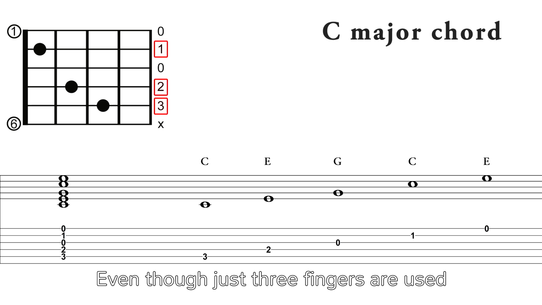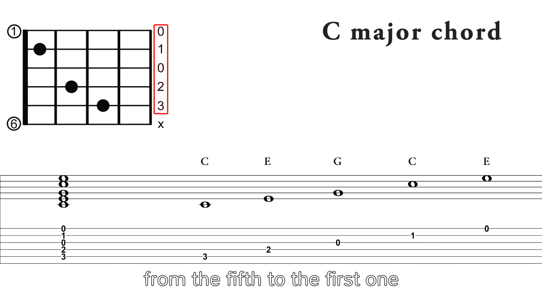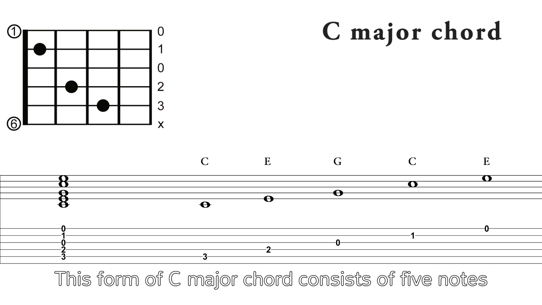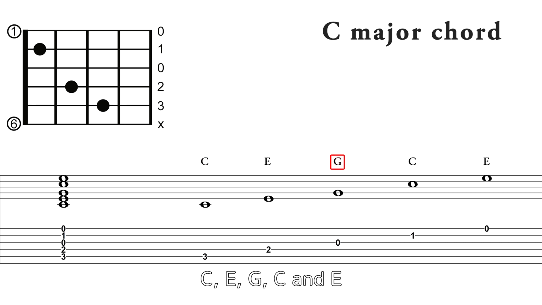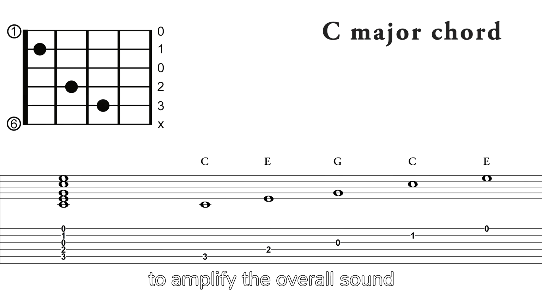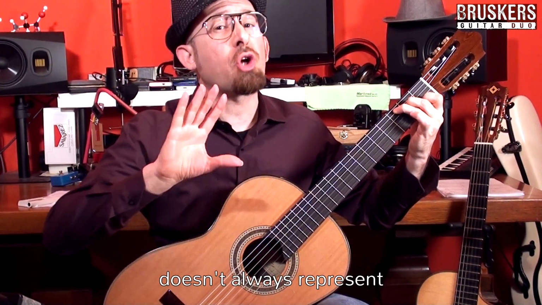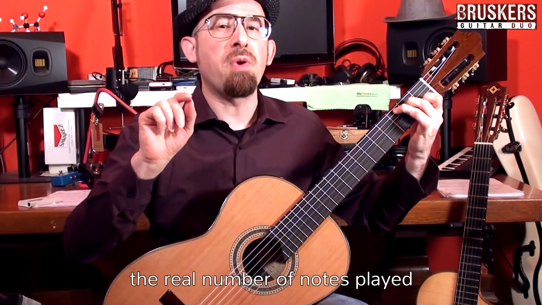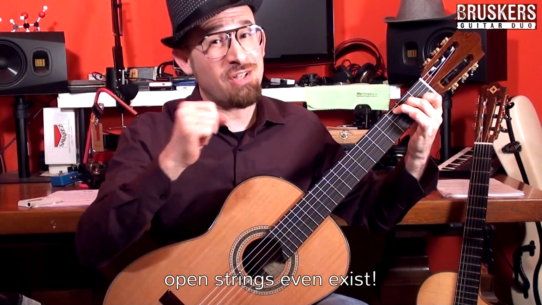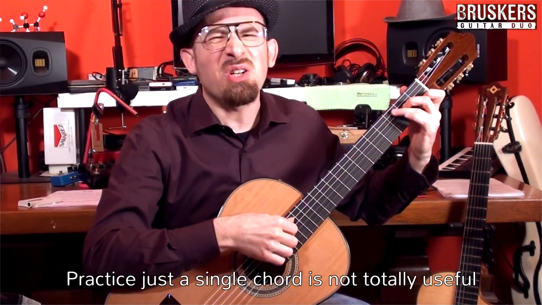Even though just 3 fingers are used, we are going to play 5 strings, from the 5th to the first one. This form of C major chord consists of 5 notes: C, E, G, C, and E. Some of them are repeated just to enrich, to amplify the overall sound. Please remember that the number of fingers doesn't always represent the real number of notes played. Open strings even exist.